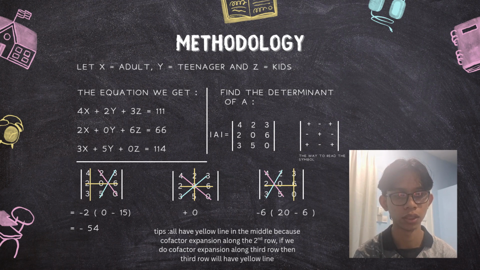And then for the negative 6, bracket of 20 minus 6, same way as the first thing we did, you can see the intersect for the yellow line is 6. And then negative, following the sign matrix. And then we bracket the pink line, which is 4 times 5, minus the blue line, which is 3 times 2, you get 6. The determinant of A is negative 54.